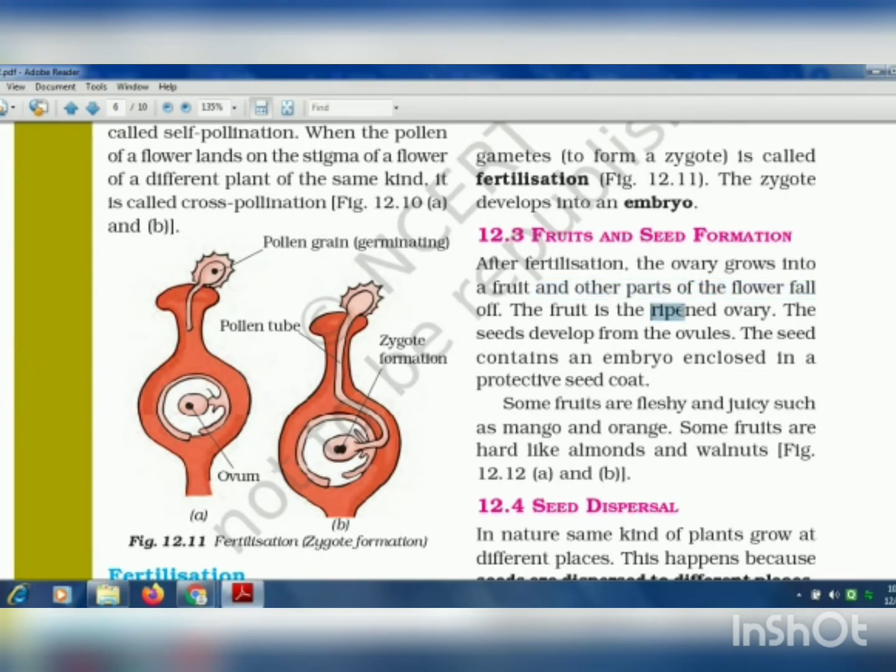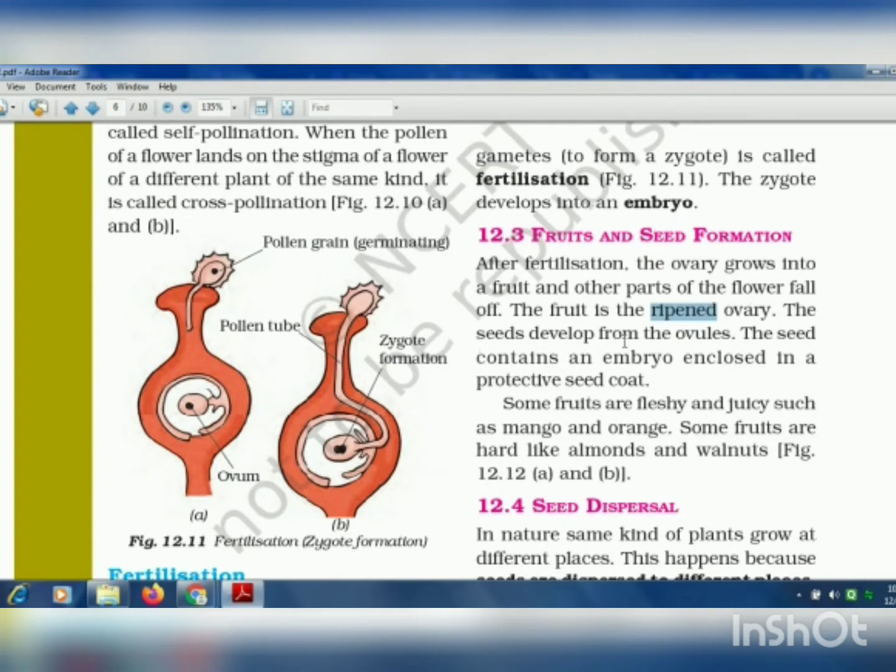Ripened means at the earlier stage the fruit is raw. The fruit gets the nutrients and everything, and it becomes ripe. So the fruit is the ripened ovary. Okay, so the fruit that we eat, that is the ovary.